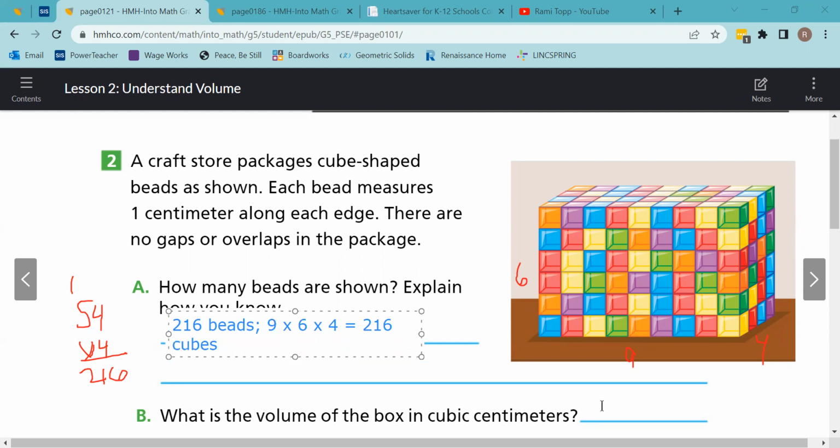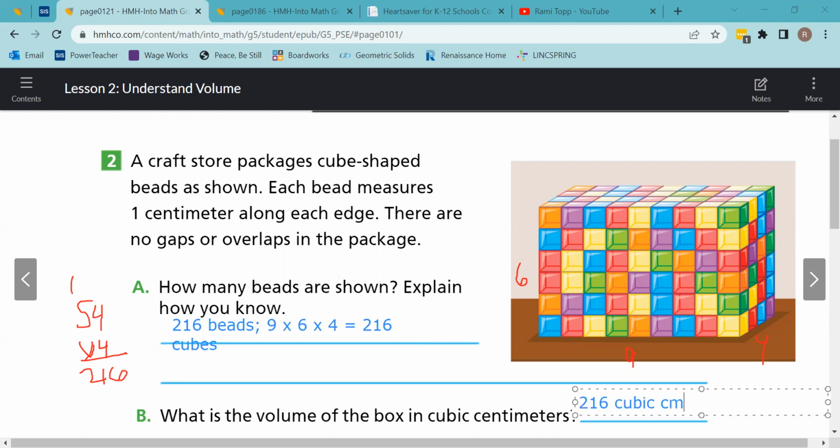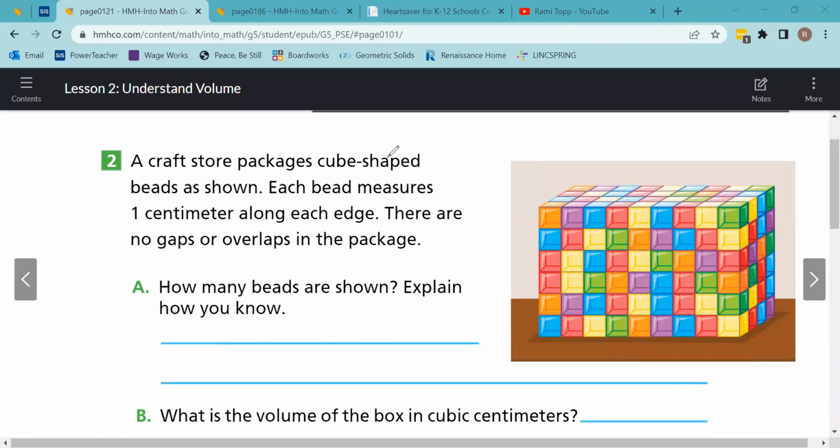What is the volume of the box in cubic centimeters? Well, it's 216 cubic centimeters, or you could label it 216 centimeters with the little 3 for cubed up there. That works too. Same thing, different writing.